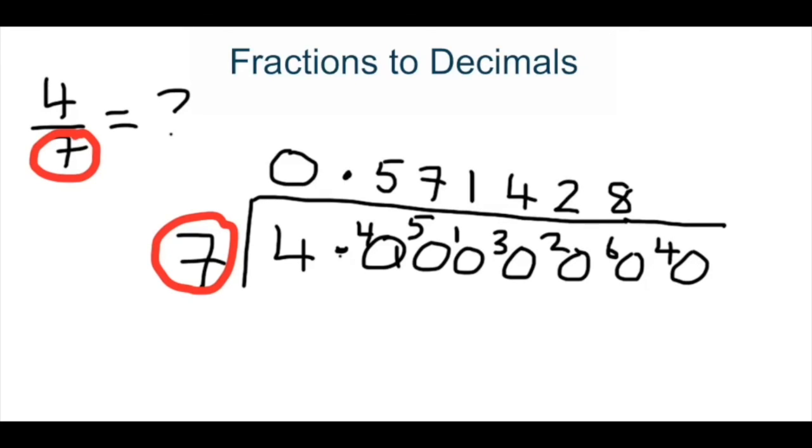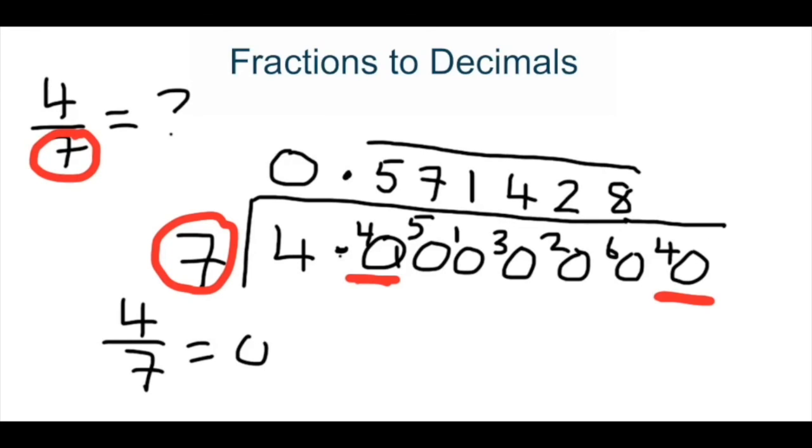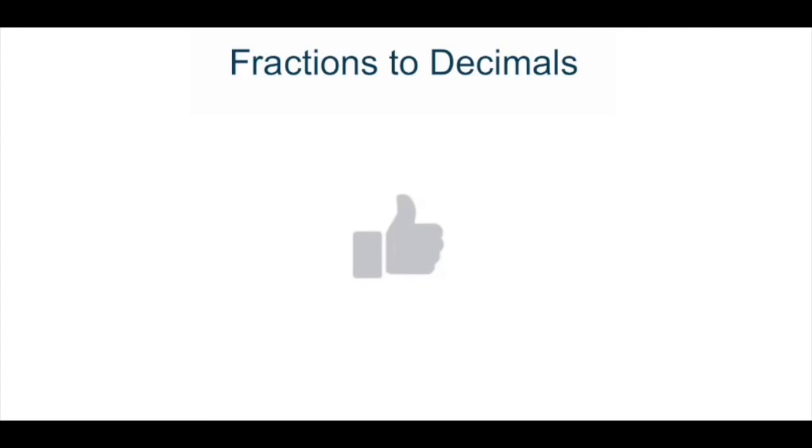Now notice that this number is now the same as our first number, which means it's going to start to repeat. So we don't need to go any further, but what we will do is on our decimal, we'll put a line across the top of the numbers to indicate that those numbers will repeat over and over again. So 4/7 is equal to 0.571428 repeated.